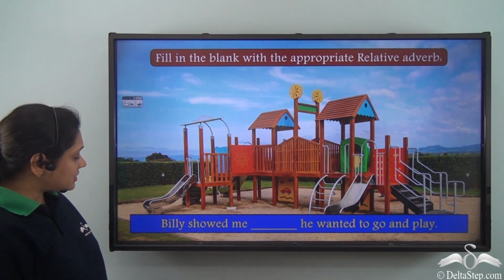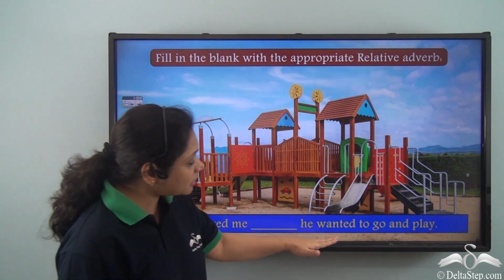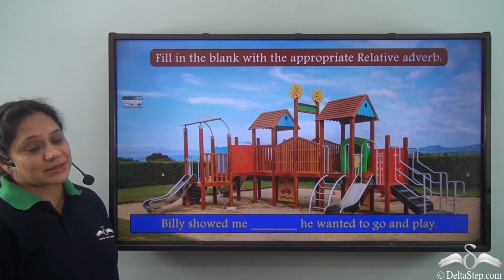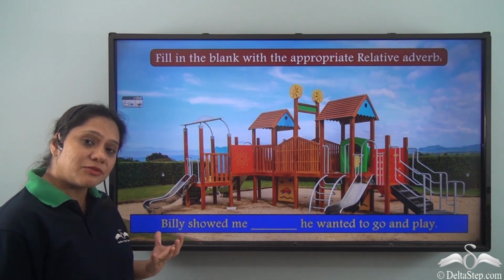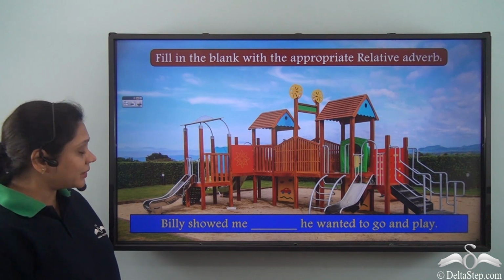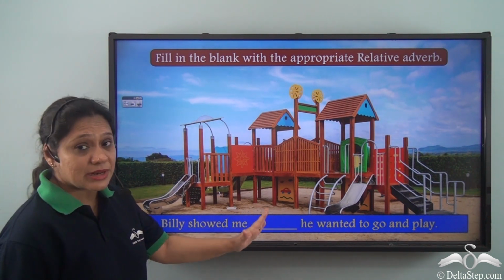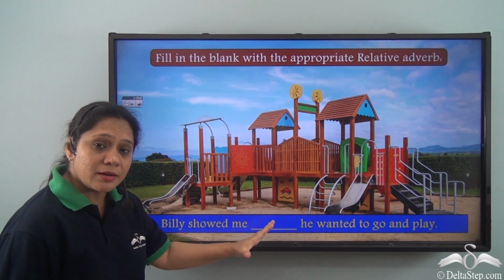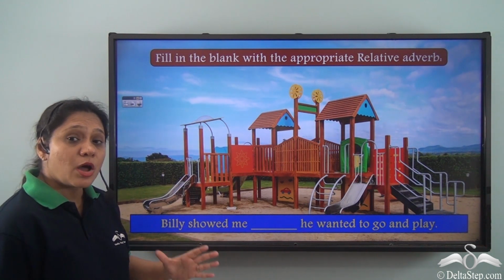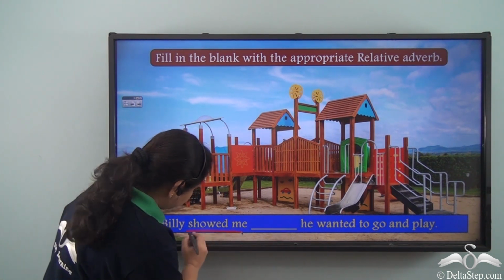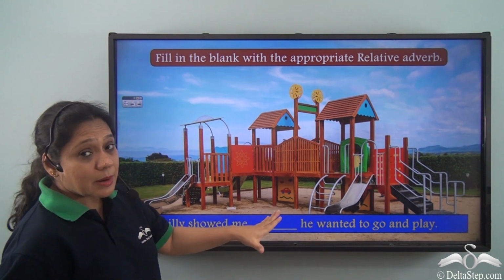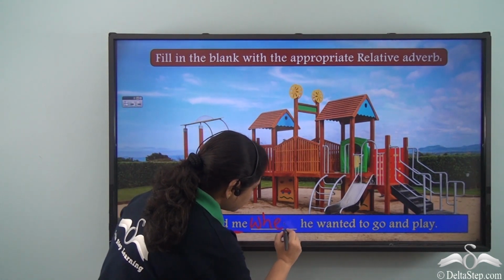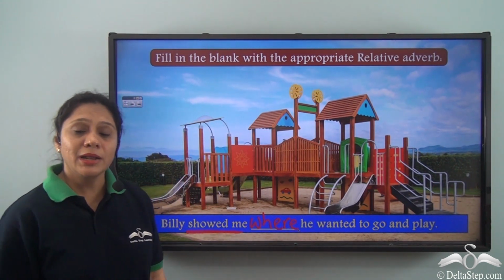What about this sentence? Billy showed me dash, he wanted to go and play. Now, here, no choices have been given to us. So, let us see which relative adverb is the correct one to use here. Billy showed me dash, he wanted to go and play. So this blank has to have a relative adverb which refers to a place, because Billy showed me the place he wanted to go and play. So it will be, Billy showed me where he wanted to go and play.